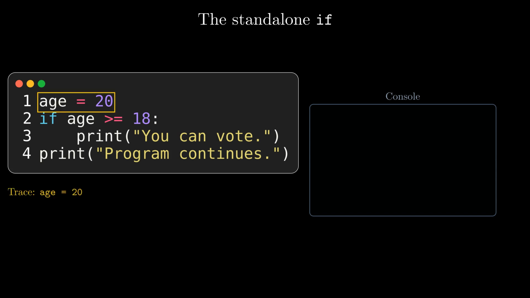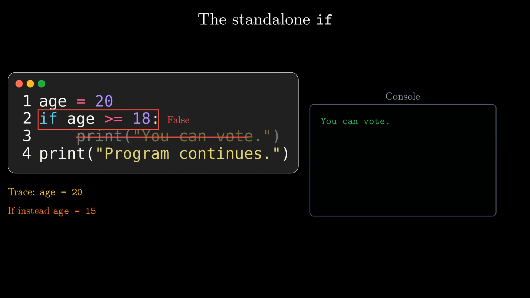Here's an example. We set age to 20. The if statement checks whether age is greater than or equal to 18. 20 passes that test, the condition is true. Python executes the indented line and prints the message, "You can vote." If age were 15 instead, the condition would be false, and Python would skip the print statement entirely.